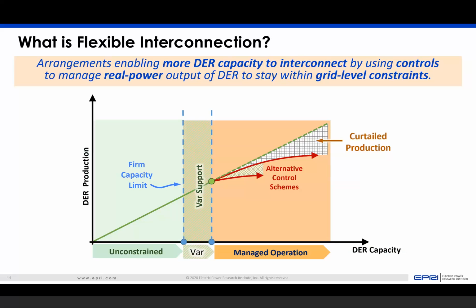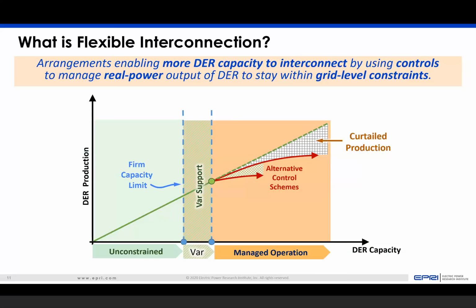And using advanced inverter functions, for example, we may be able to provide some level of VAR support to help mitigate some local voltage constraints. But eventually you reach a point where adding more capacity requires some level of active power management or real power curtailment. And depending upon the particular type of control scheme used, you may have various amounts of curtailed production. And so it's really this managed operation paradigm where flexible interconnection agreements are binding.